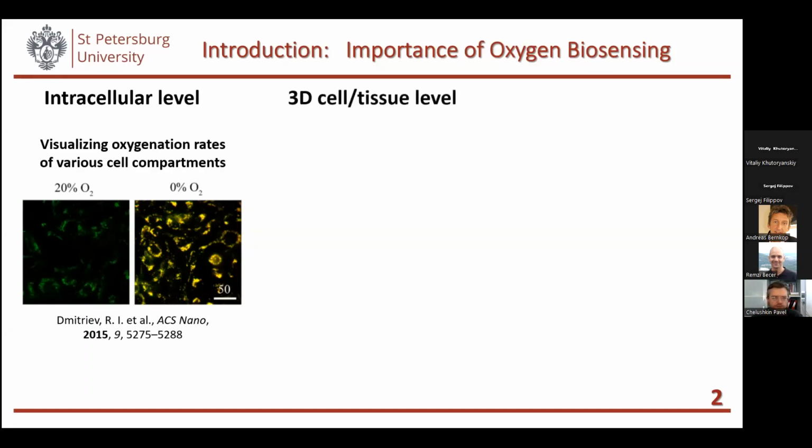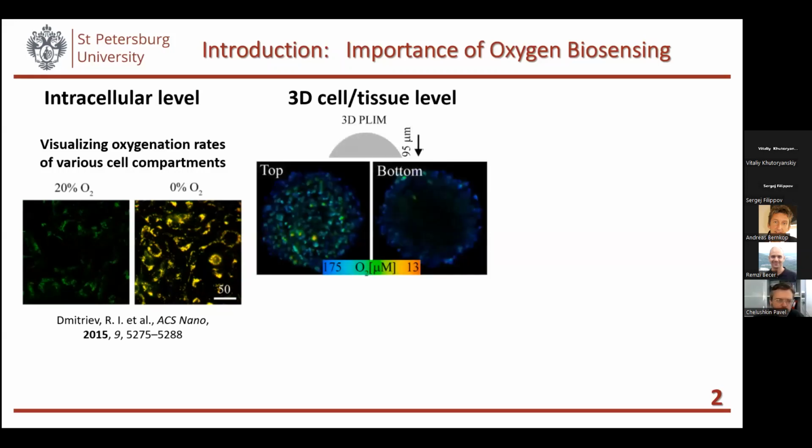If we go to the intercellular level, again, we should know the dependence of oxygenation as a function of the organized cell structure, because even in the case of rather primitive cell organizations like spheroids, for example, we can see the gradient of oxygen from the outside, from the surface to the inside.